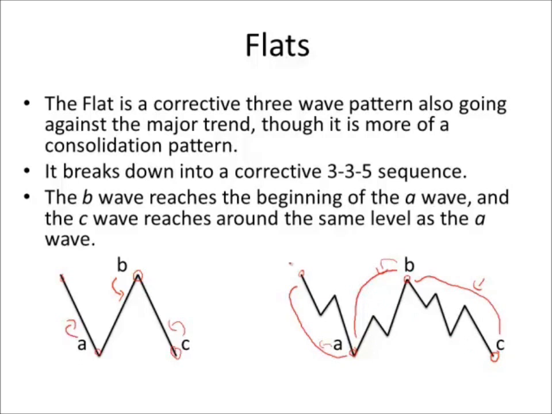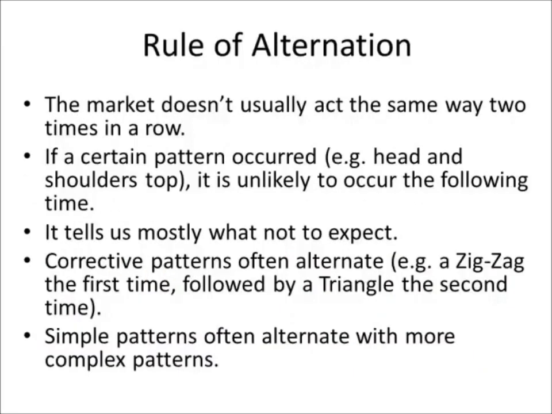So now we have a 3-3-5 sequence. The A wave has 3, which is 1, 2, 3. The B wave also has 3 waves, 1, 2, and 3, and the C has 5 waves, 1, 2, 3, 4, 5. And this is what the flat pattern looks like. So we have the 3-3-5 sequence, and we have the waves reaching approximately the same length, resulting in a consolidation pattern.